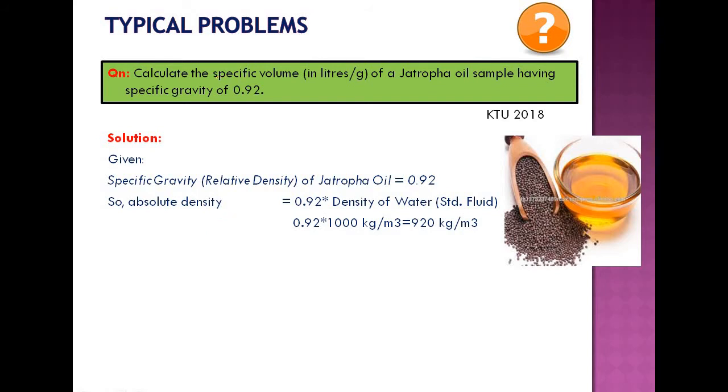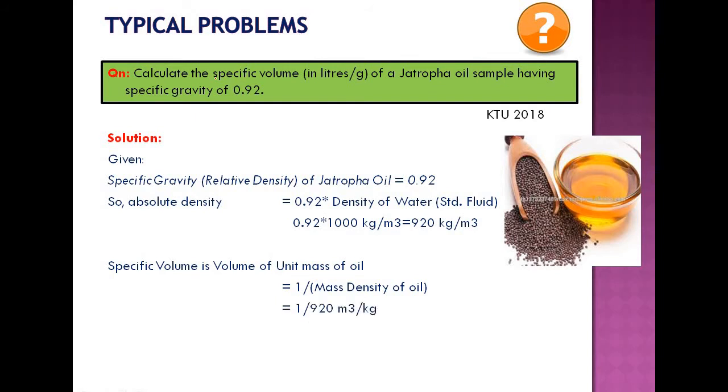Then we want to find out specific volume. So, what is specific volume? As per definition, it is volume of unit mass. So, what is that? Volume by mass, or that is reciprocal of mass density. Density is mass by volume. So, 1 by mass density, 1 by 920 meter cube per kilogram.